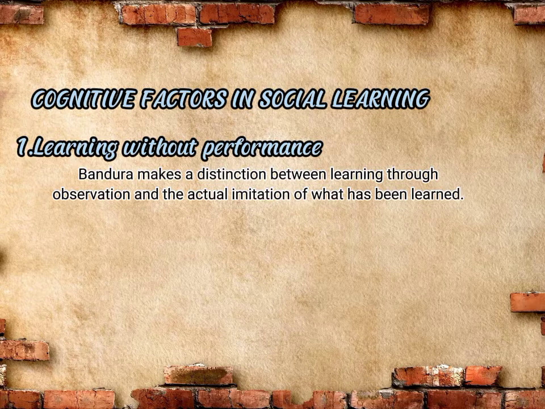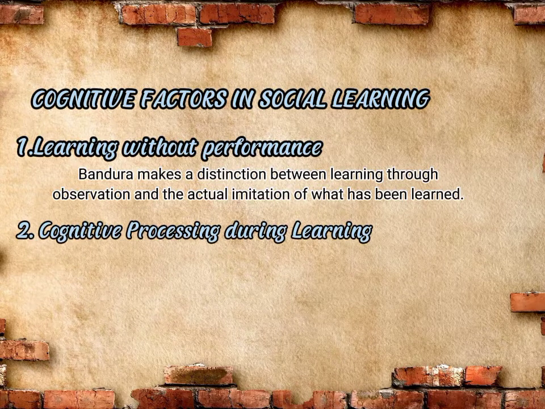So meaning, cognitive social learning theory suggests that humans learn behavior by observing others and choosing which behaviors to imitate. Behaviors that are rewarded are more likely to be repeated, whereas behaviors that are punished are less likely to be repeated. The second cognitive factor in social learning is cognitive processing during learning.